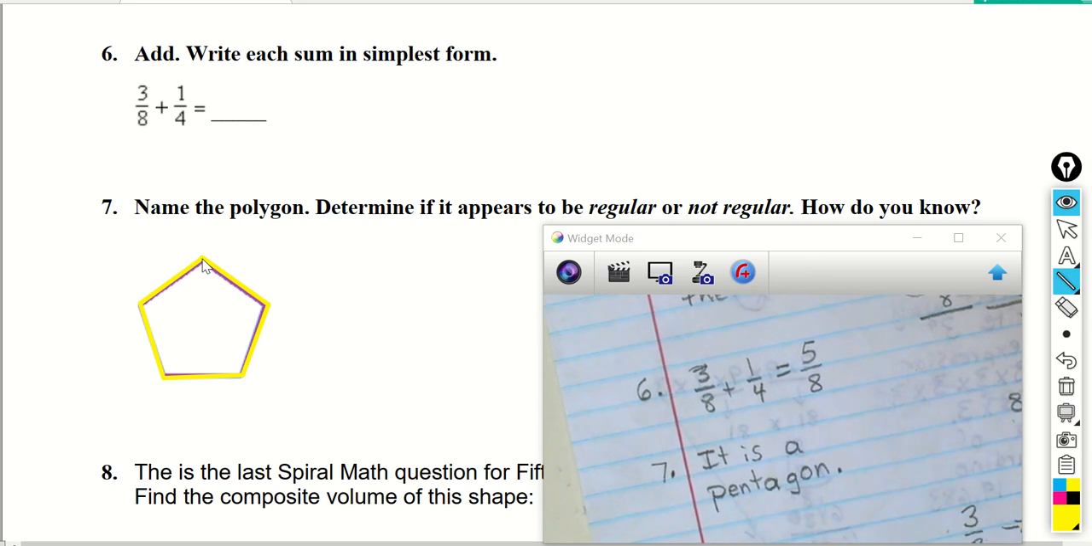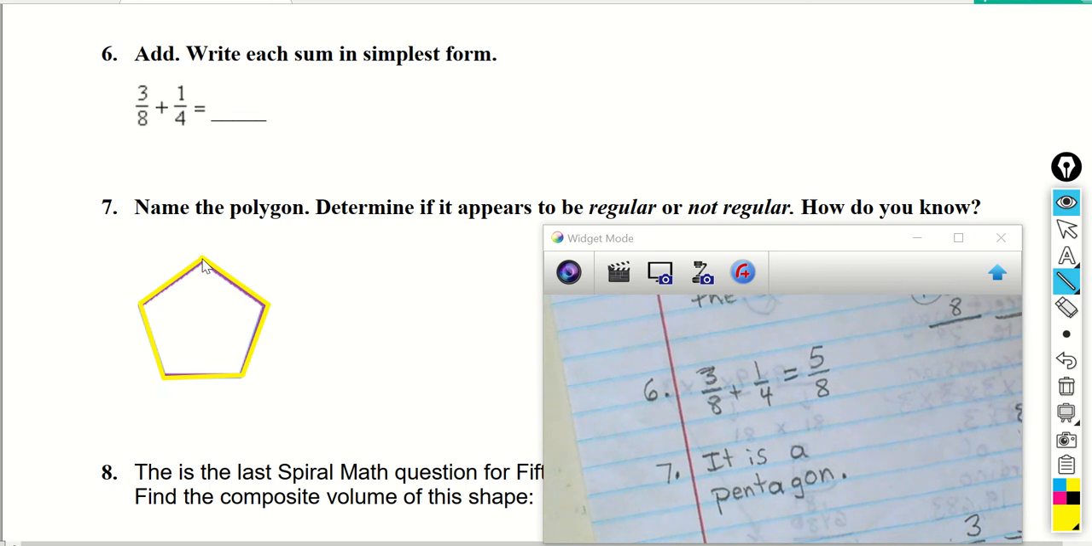And I also want to know if it's regular or not regular. Regular just basically means that all the sides are the same size, and not regular means that the sides aren't the same size. Well, as I was counting them out, I noticed that all these sides are exactly the same. They're congruent. They're exactly the same. So I'll say it is regular.